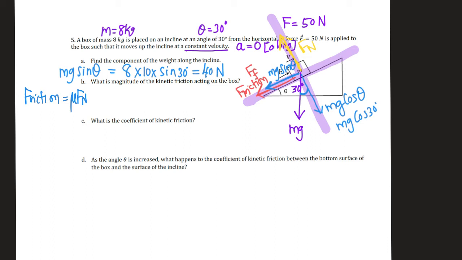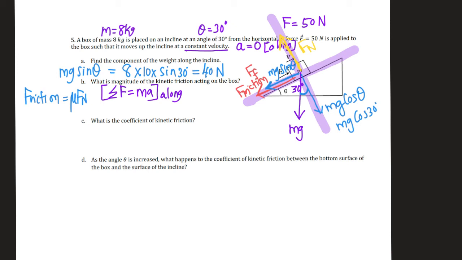That means we can't use this formula. Instead, we are going to apply Newton's second law. So sigma F equal to ma, and we are going to apply it along the plane because the friction is acting along the plane. So the net force along the plane, if we see, there are two forces which are acting along the plane, actually three forces, which is mg sine theta, the friction, and there is one applied force which we can see here.